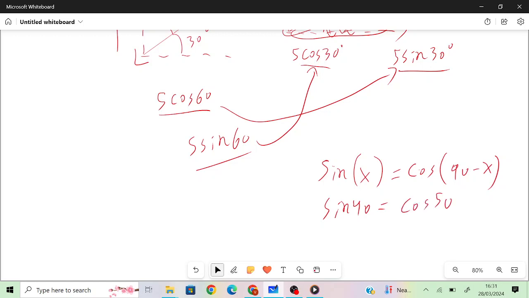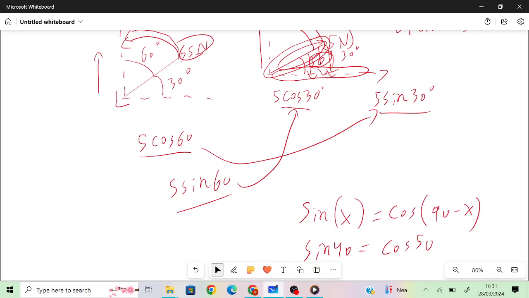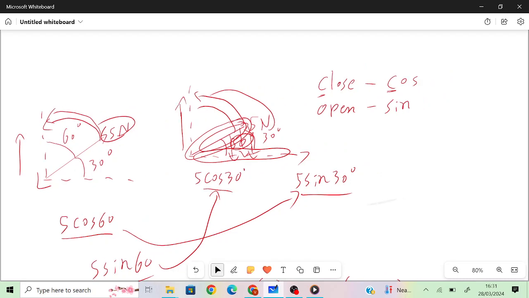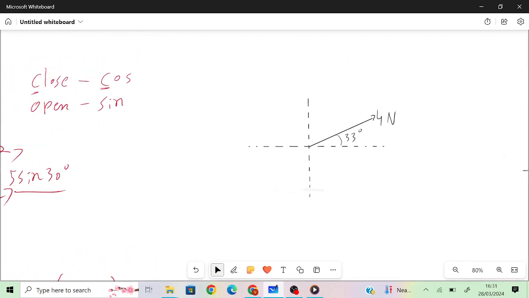And if you use a calculator, sine 40 gives you 0.64 to 2 dp, and cos 50 gives you the same. So that's another norm that's followed, or rather it is a fact because you can prove it. So that's basically the fundamentals of resolving forces. Now let's go ahead into our first example.